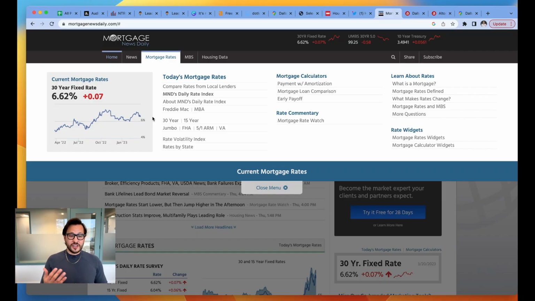Okay, first thing we're gonna look at here is interest rates. We've spent pretty much the entire last week fluctuating between 6.5 to 6.75-ish. Today we're at a 6.62, so nothing significant there from last week.